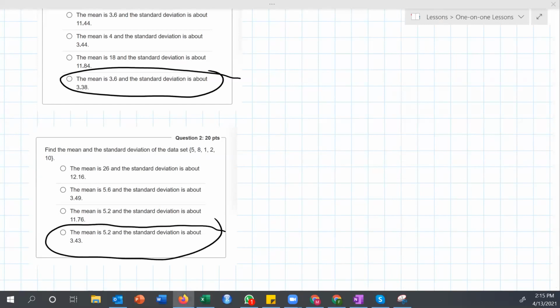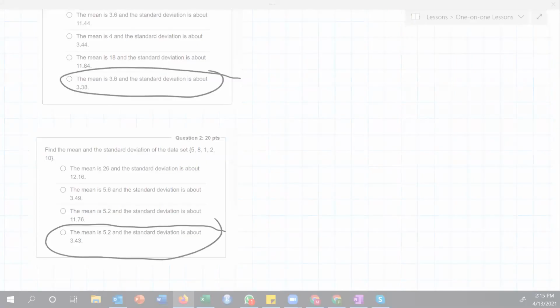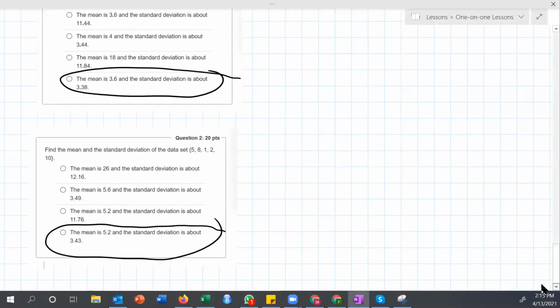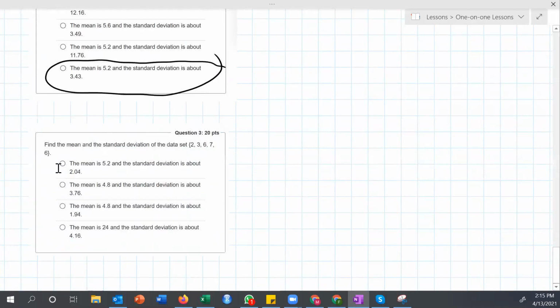All right, so let's look at another question. I'm going to have you do this one on your own, and you're going to tell me the correct answer for it. So let me know when you get that. Letter C.